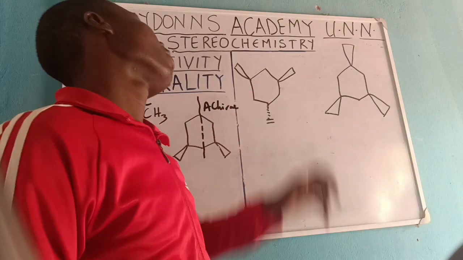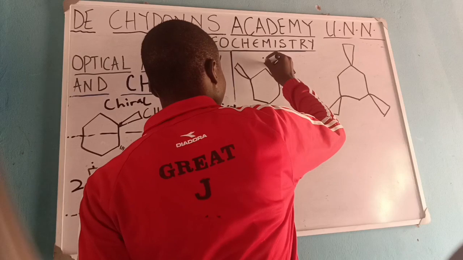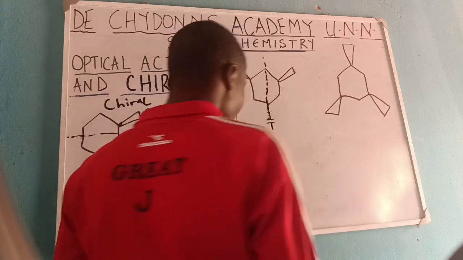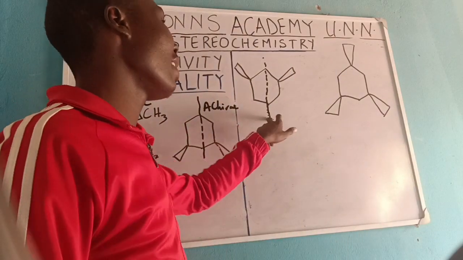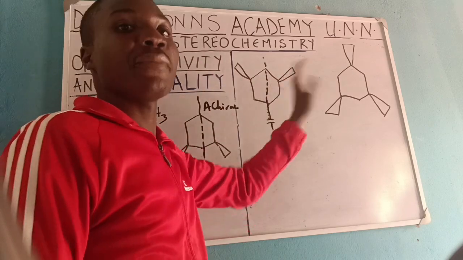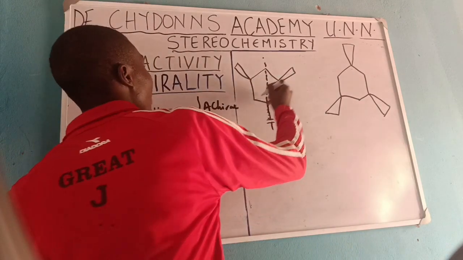So how about this one? We have a plane of symmetry here because this is going backwards and these two are coming forward, so they are mirror images of each other. Now you cannot have a plane of symmetry this way.